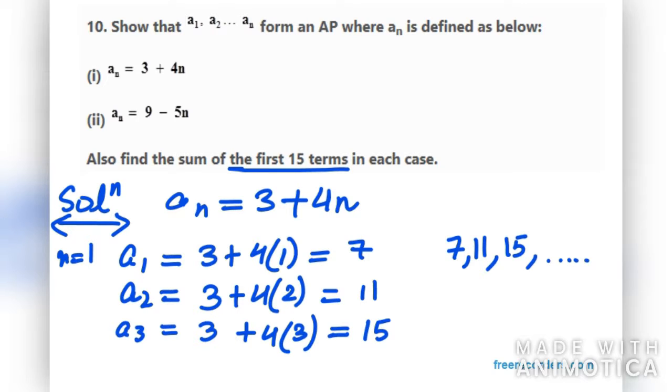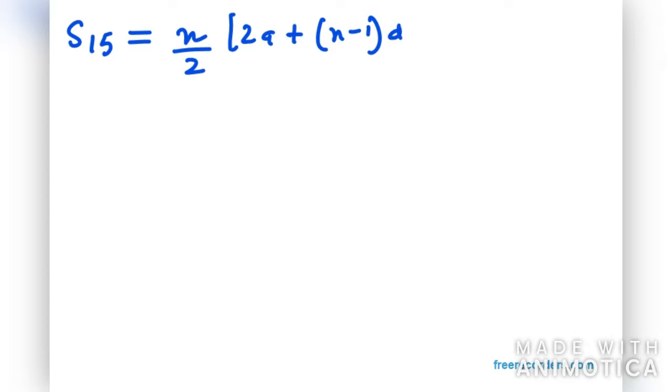And so on. Now we need to find the sum of first 15 terms, that means S15. We are given A value, that is 7. D in this case is 11 minus 7, that will be 4. That's all we need, and N is 15. So we need to find Sn. Sn in this case will be S15, so N over 2 times 2A plus N minus 1 D.